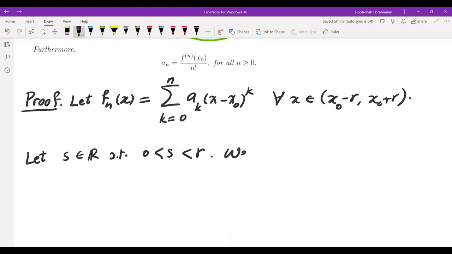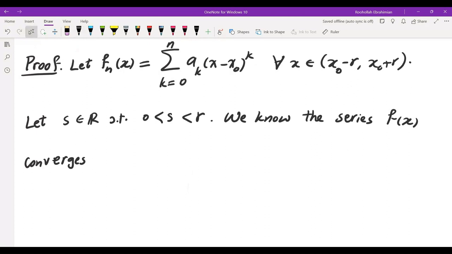So now we know that the series f of x converges at anything between s and r, for example at (s plus r) over 2, and (s plus r) over 2 is more than s. So it converges at x_0 plus that quantity. It converges at that point.